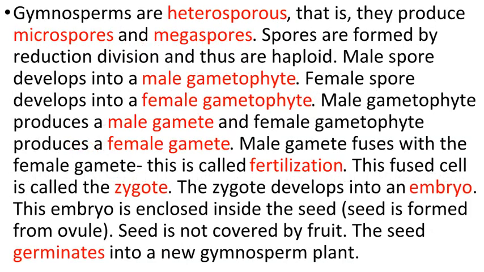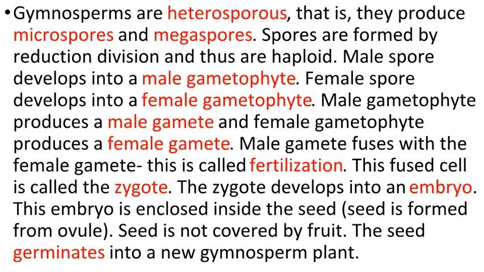Gymnosperms are heterosporous, that is, they produce microspores and megaspores. Spores are formed by reduction division and thus are haploid. Male spore develops into a male gametophyte. Female spore develops into a female gametophyte. Male gametophyte produces a male gamete and female gametophyte produces a female gamete. Male gamete fuses with the female gamete. This is called fertilization. This fused cell is called the zygote.